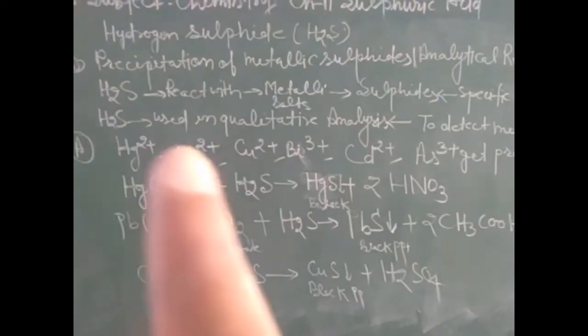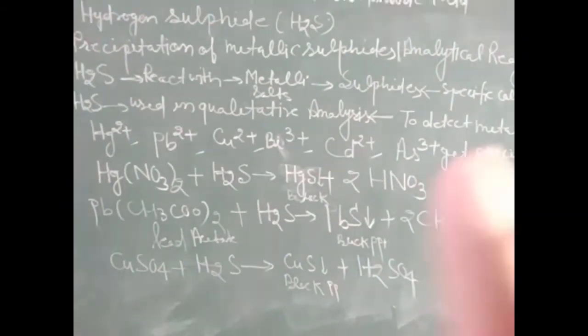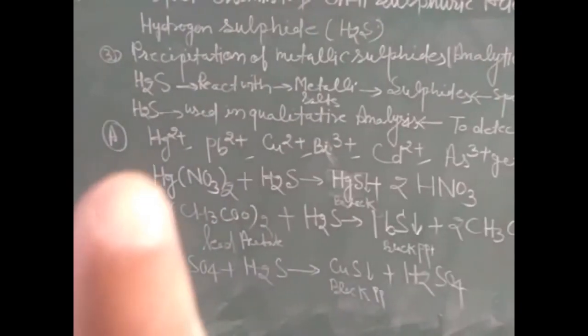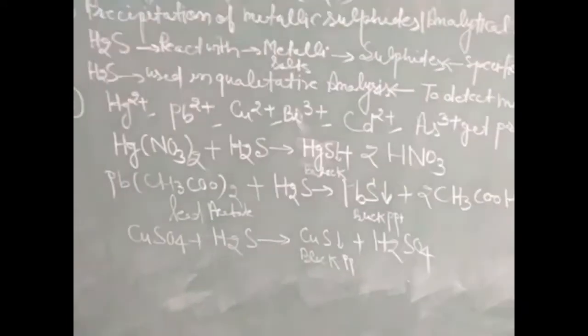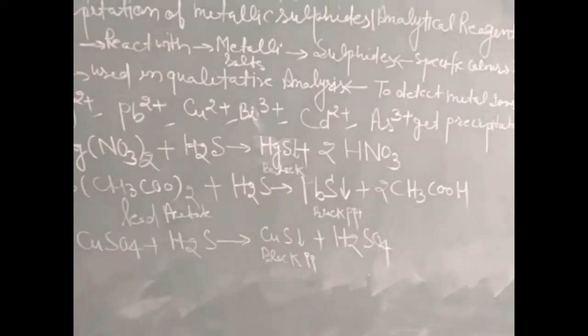Now hydrogen sulfide used in qualitative analysis means to detect the metallic ion. Qualitative means to find out the quality of any substance. It is qualitative analysis. Now in part A of this precipitation method, in the detection of metals, we can detect by using acidic medium. We can test mercury Hg2 plus, lead ion Pb2 plus, Cu2 plus, bismuth 3 plus, cadmium ion, arsenic ion; they get precipitated in acidic medium.